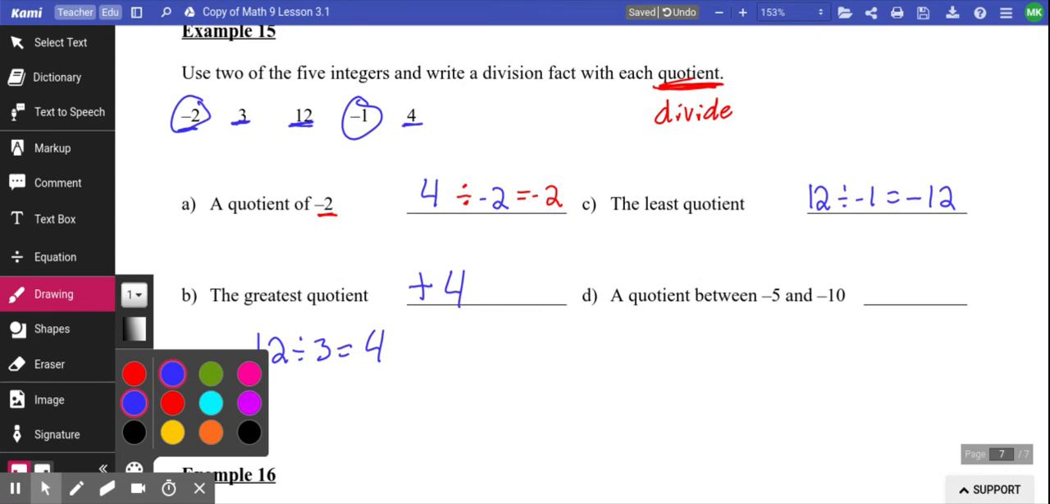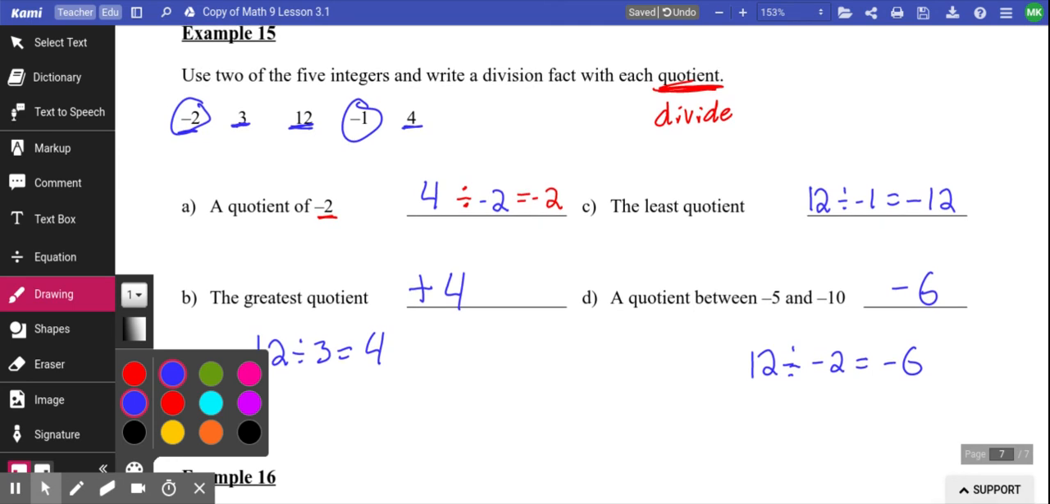And a quotient between negative 5 and negative 10. So that means I'm trying to get an answer of negative 6, negative 7, negative 8, or negative 9, which I don't. Oh, we could do 12 divided by negative 2. That was hard for a second. Again, you can just guess and check some things until you get the lowest possible one, or you can try to work with how you're dividing numbers out.